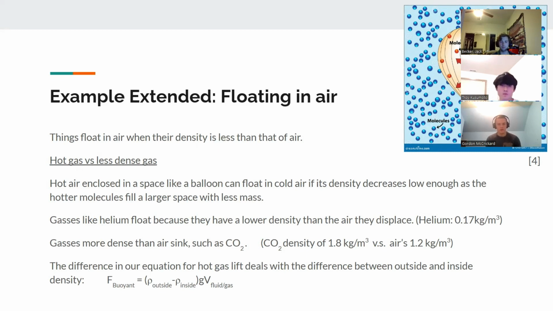The difference in our equation for hot gas lift deals with the difference between outside and inside density. For this case, the lift force would be equal to the density outside minus the density inside, quantity times little g times the volume being displaced.